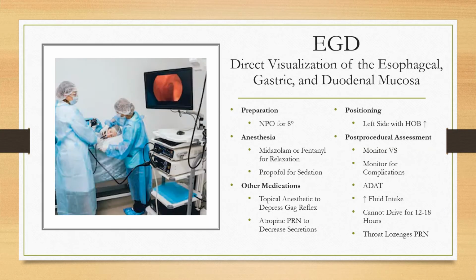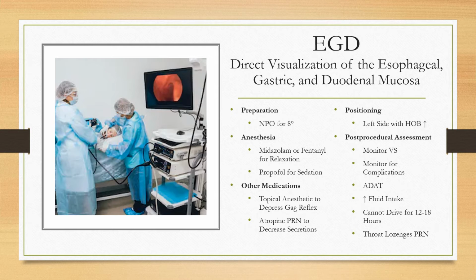Okay, so let's talk about the upper scope. So an esophagogastroduodenoscopy, or we tend to shorten that and call it a gastroscope, or an upper GI scope. And this allows us to directly visualize the esophagus, the stomach, and the first part of the duodenum.